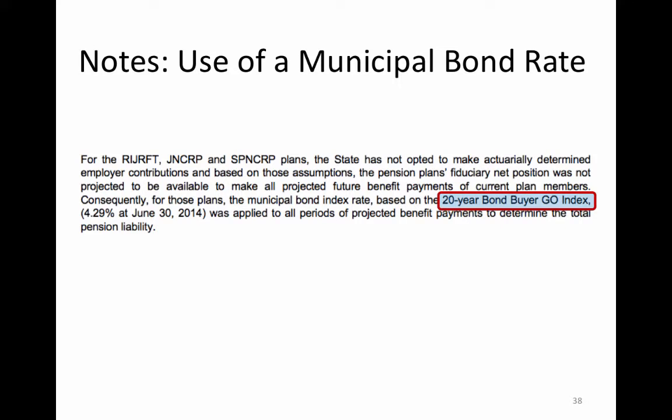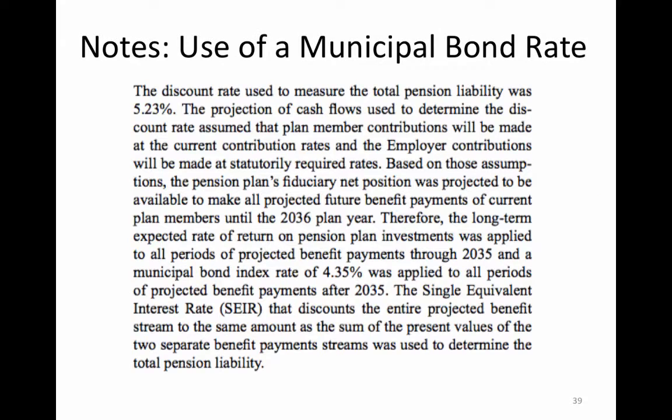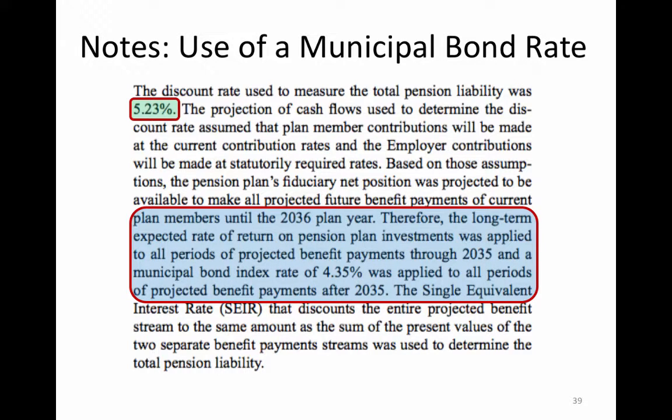If a government does some or all of its discounting using a municipal bond rate, it will tell you what that rate was and the source of the rate. In the case of a government with a crossover, they're going to tell you what the single discount rate is, but they're also going to provide some disclosure about what years the long-term expected rate of return was used to discount and which years were discounted using the municipal bond rate.